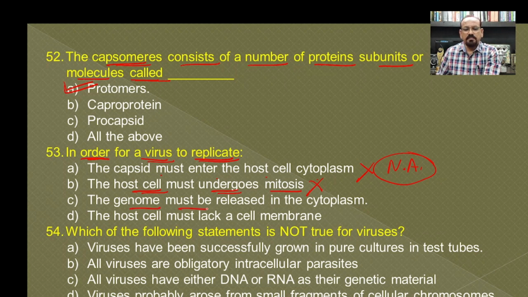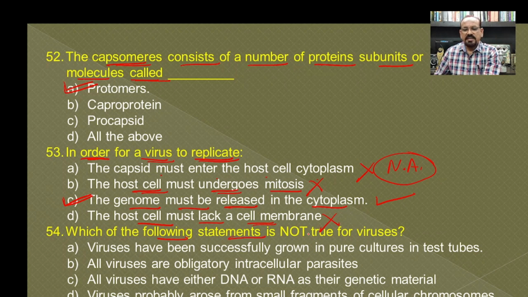Then the genome must be released in the cytoplasm. This is correct, and later on the complete protein synthesizing or enzymatic machinery of the host cell is used by the viruses for replication. Host cell must lack a cell membrane. This is also the wrong one. There is no relation of the cell membrane being present or absent to the replication of the viruses, and hence C will be the correct answer for this question.